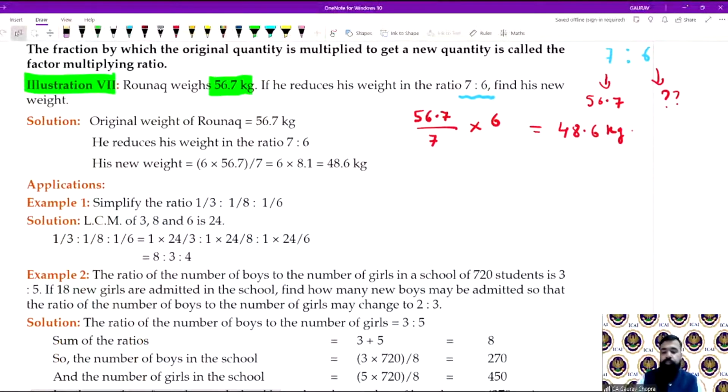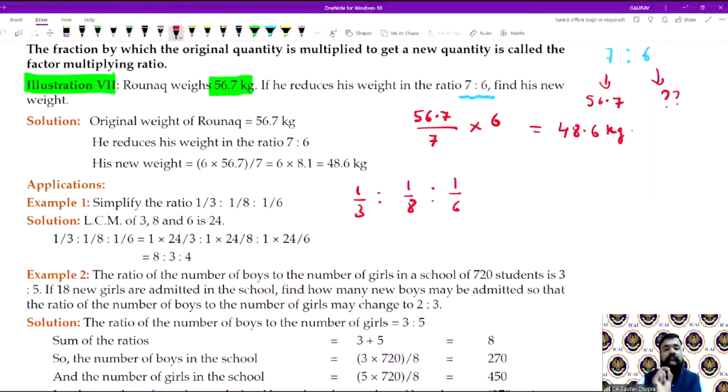All right. Now let us move towards the next one, which says simplify the ratio 1 by 3, 1 by 8, and 1 by 6. We have to simplify this. You might have done this ratio in the partnership chapter in your previous classes. Now, how to simplify this? There is one simple trick here.